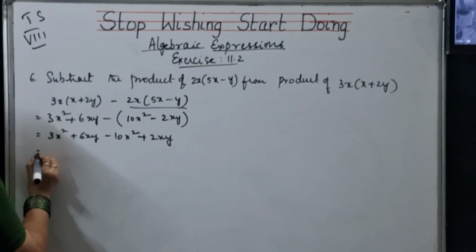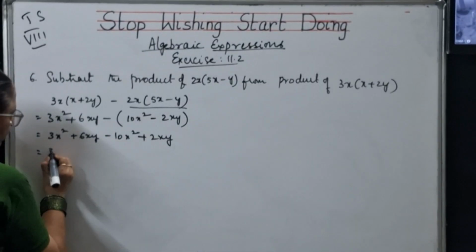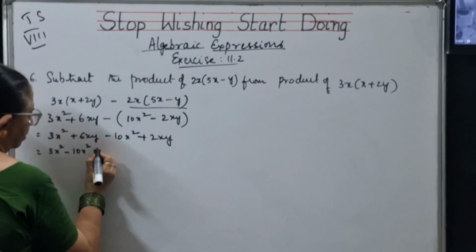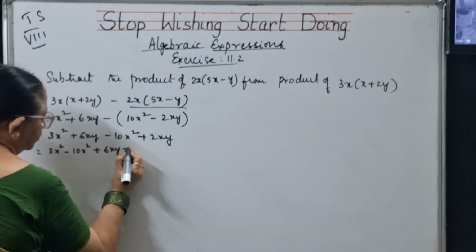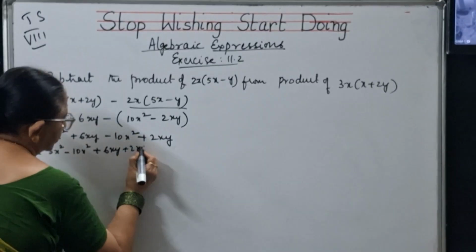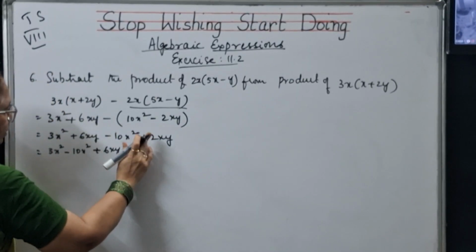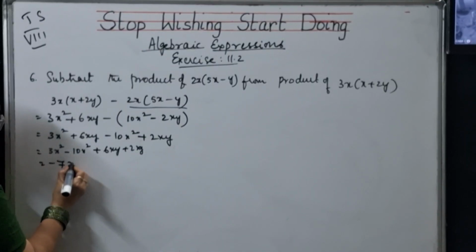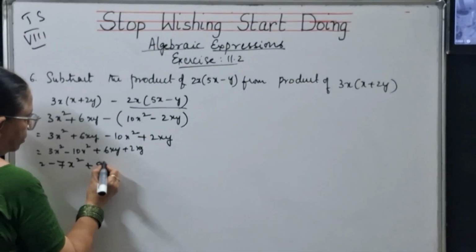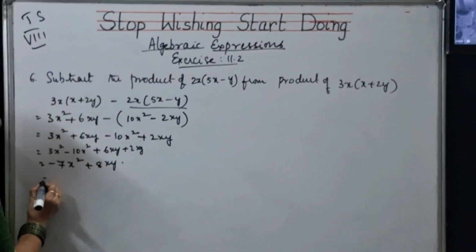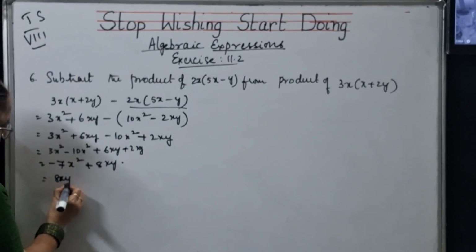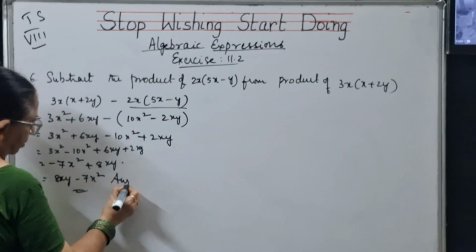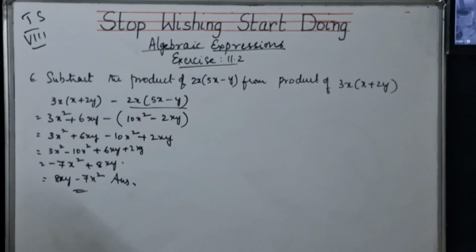So this means, let me put all x squares together. 3x square minus 10x square plus 6xy plus 2xy. So 3 minus 10 is minus 7x square plus 8xy. This can also be written as 8xy minus 7x square. Anyway, you can consider it as the answer, children.